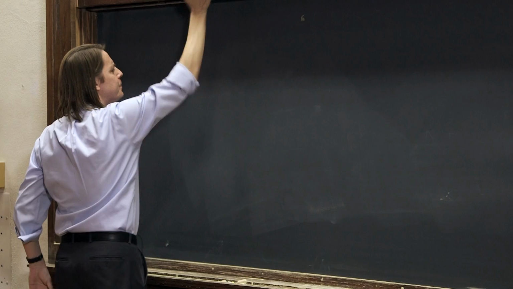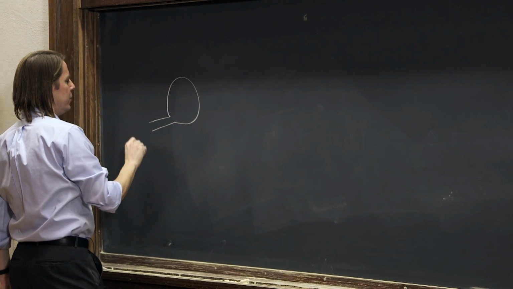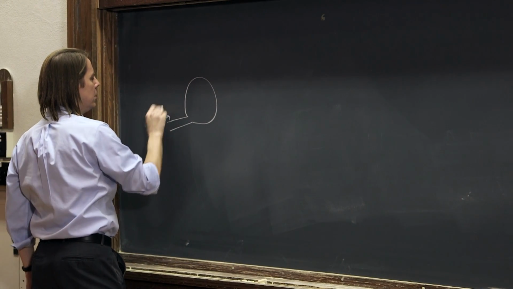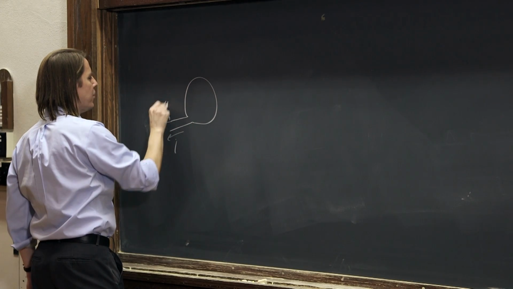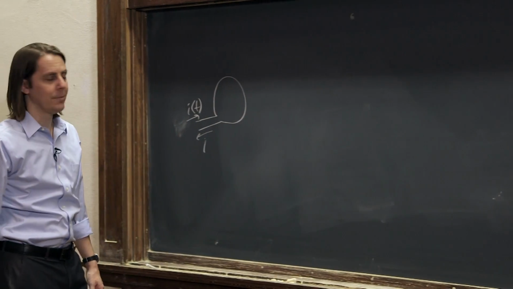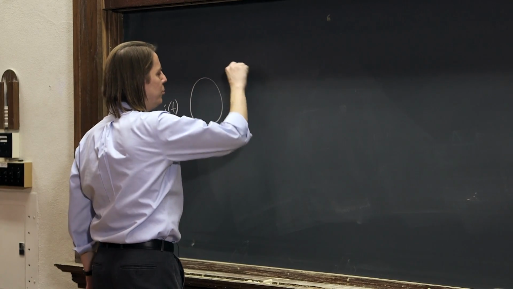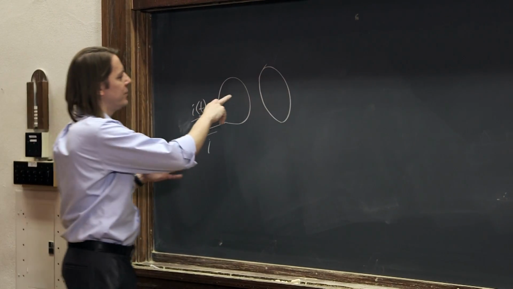We could have a current loop here. So let's put this thing, send some current into here and out here. And let's make that current vary in time, some time varying current. And then we could put our other loop nearby. Okay? So we know what this thing's going to do.